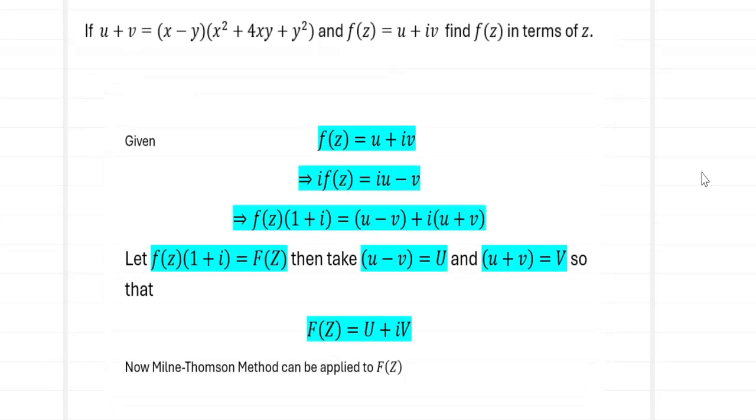So what we have is f of z is u plus iv. I multiply with i and I add these two equations, which leaves me with u minus v plus i times u plus v. I take this f of z into 1 plus i as my capital F of z, u minus v as my capital U, and u plus v is my capital V. In which case, the quantity which has been given to me is my u minus v. Where is my u minus v? My u minus v is taken as my capital V. So what I have been given is my capital V. I will have to apply Milne Thomson method for my capital V. So we will proceed with this.